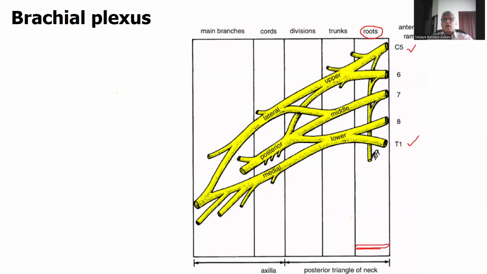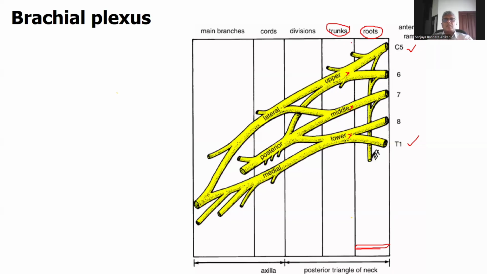Then the upper two roots unite and form the upper trunk. The middle root continues as the middle trunk. The lower two roots, C8 and T1, unite and form the lower trunk. So you have three trunks, and usually the trunks are formed in the posterior triangle, just lateral to the scalene muscles: upper trunk, middle trunk, and lower trunk.